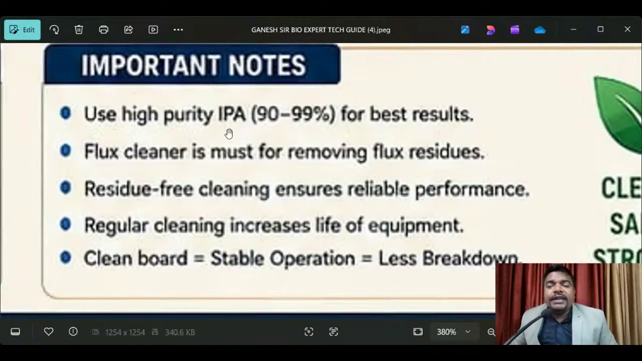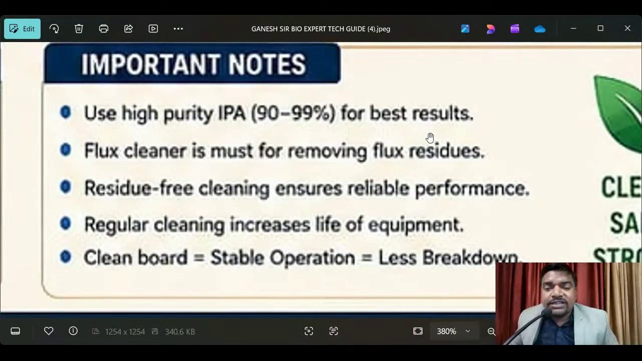Use high purity IPA, 90 to 99%, for best results. A flux cleaner is a must for removing flux residues. Residue-free cleaning ensures reliable performance. Regular cleaning increases the life of equipment. A clean board means stable operation and fewer breakdowns. These are very, very important.